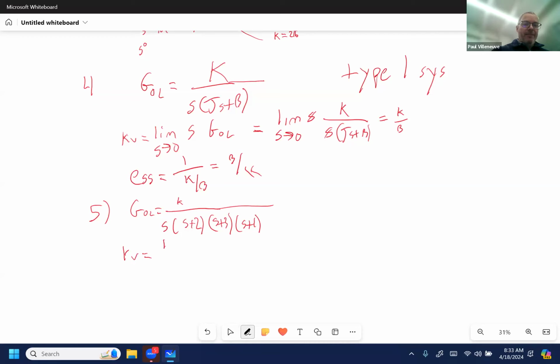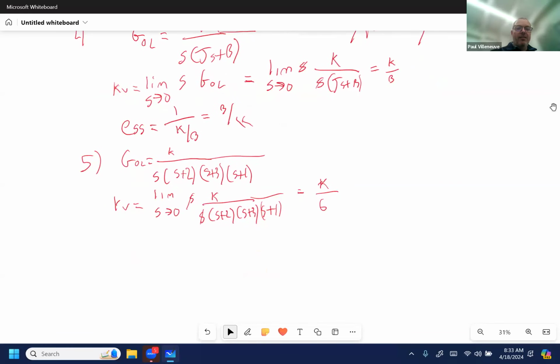It's going to be the limit as S approaches 0, S times K over S times S plus 2, S plus 3, S plus 1. The terms will cancel and the S terms go away. So what I'm left with is K over 6.